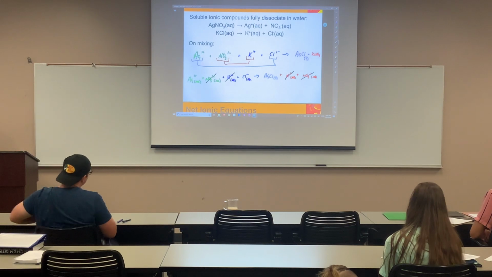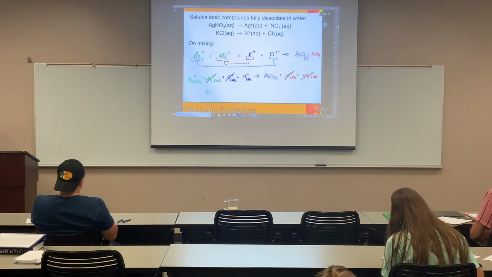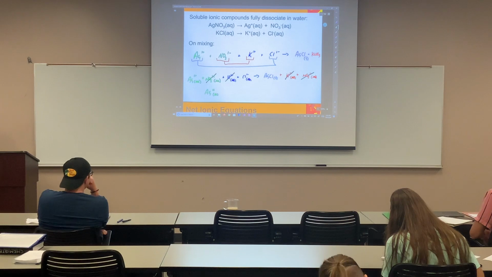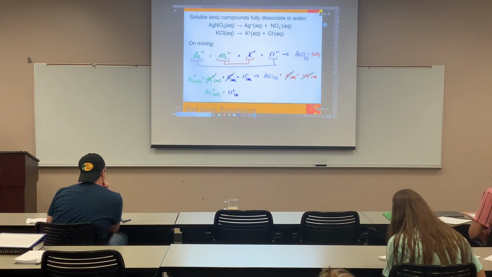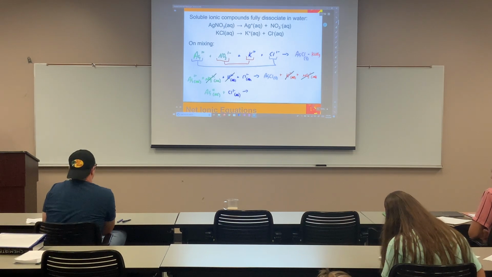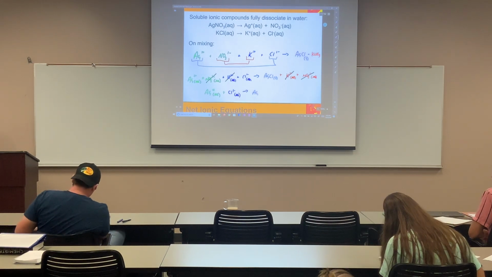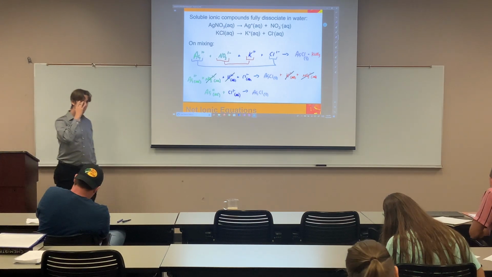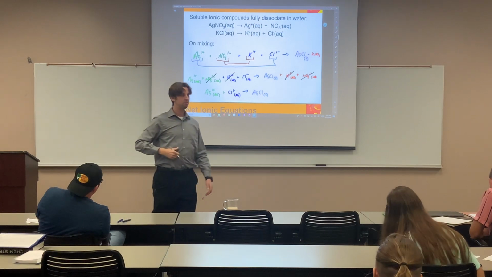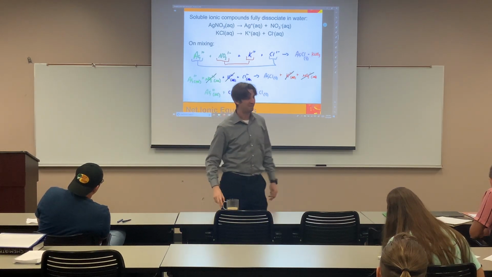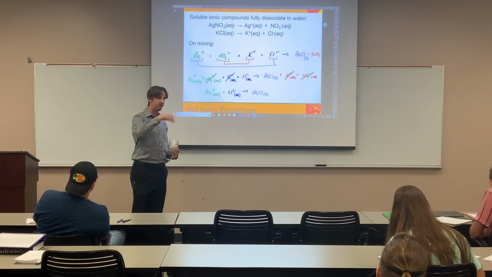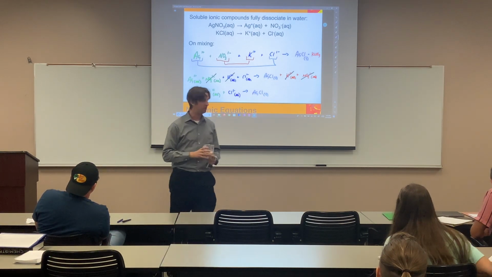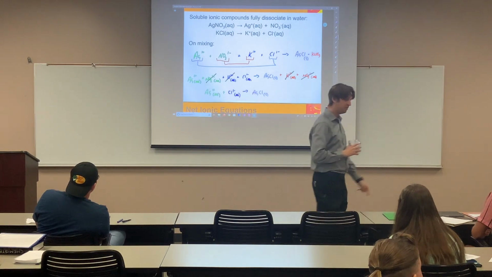Our equation now is Ag 1 plus aqueous, plus Cl 1 minus aqueous, goes to make AgCl solid. Why didn't we separate things out in the last problem? Because I'm introducing this to you stepwise. You can go back and do it. I'm just trying to give you one topic at a time to make it easier. Eat the elephant one bite at a time.